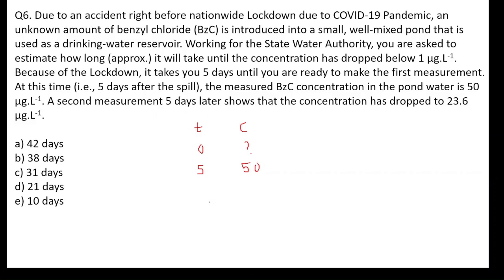A second measurement 5 days later, at 10, is 23.5. We need to know the time when the concentration will be 1. This is the question. We need to find out these two values. This is for solving, this is the final answer, and this will be used for solving the problem. Try this question.